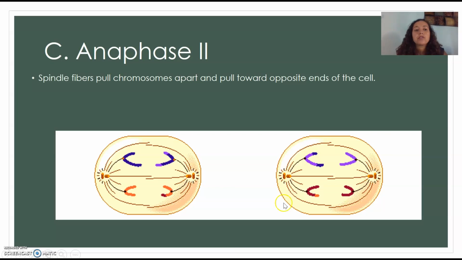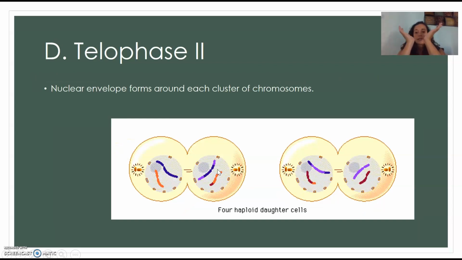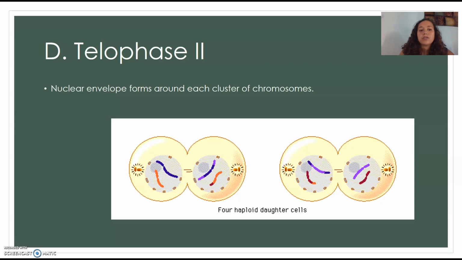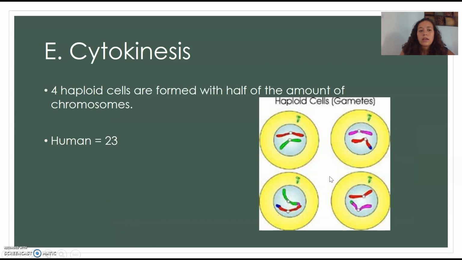Anaphase 2, spindle fibers pull chromosomes apart and towards opposite ends. So that X has now been separated, and they're going to go into opposite ends of the cell. Telophase 2, nuclear envelope forms around each cluster. And then cytokinesis, you have 4 haploid cells.